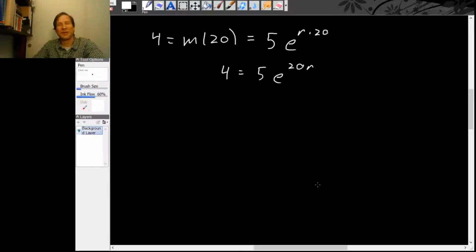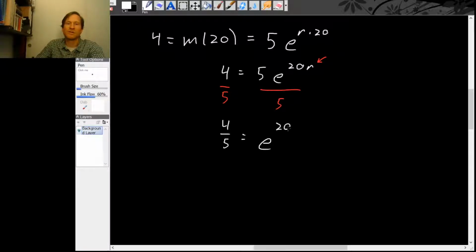Well, when you have an equation where the variable is trapped inside of an exponent, you're going to have to use a log to solve that equation. But before we use a log immediately, we should isolate the part of the equation that has the exponential. So let's start by dividing both sides by 5. So we get 4/5 is equal to e to the 20r.